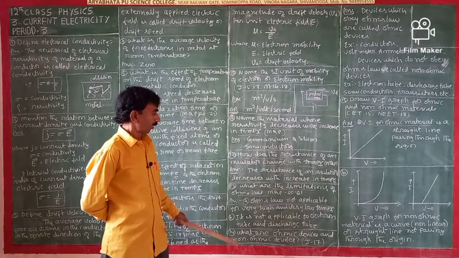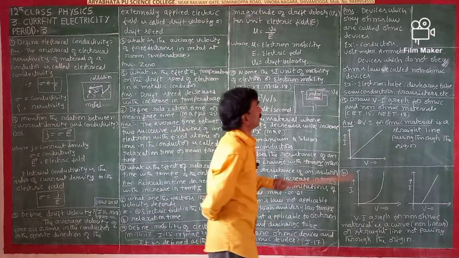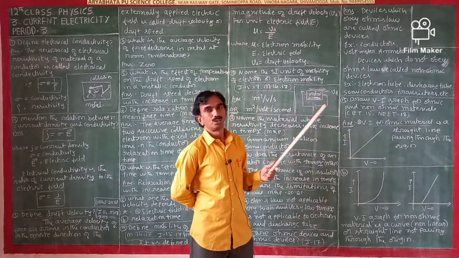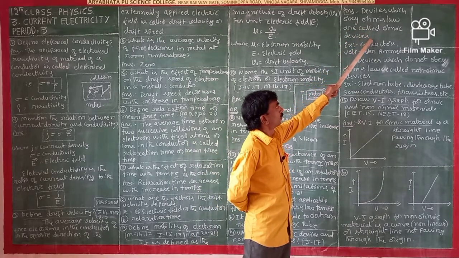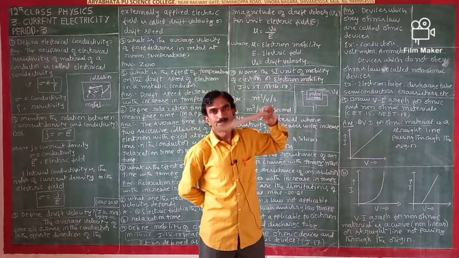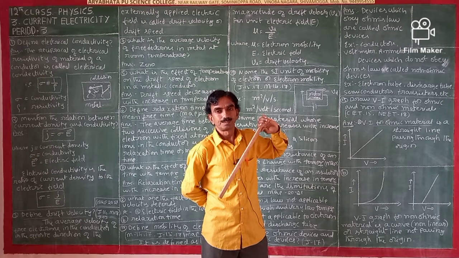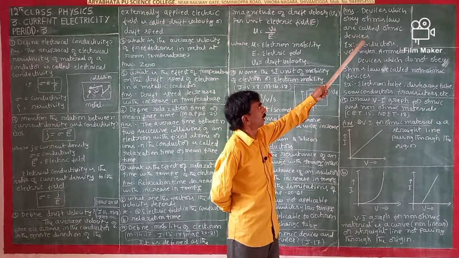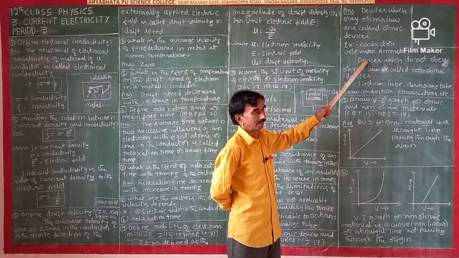What are ohmic and non-ohmic devices? July 17th, very important question. Ohmic devices are conductors, ammeter, voltmeter, which you see in the physics lab, and also ohmmeter, galvanometer, multimeters. Devices which obey Ohm's law are called ohmic devices. Example: conductors, voltmeter, ammeter, etc.